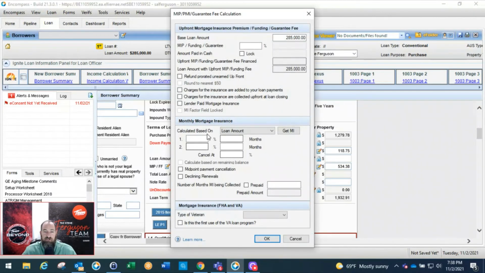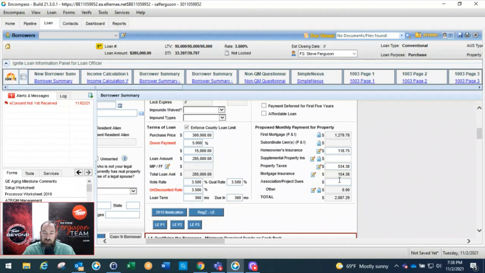So let's plug in mortgage insurance. And mortgage insurance is based on what are called factors. So it's percentages of the loan amounts, but there's factors that mortgage insurance uses. So we're just going to assume a factor of 0.65. We always put it on there for 10 years, and it always cancels at 78%. So your mortgage insurance is $154.38 a month. Now your new mortgage total payment is $2,087.29, which made your debt to income ratio, your front end, 33.397, your back end is 39.797. So it changes those numbers around.